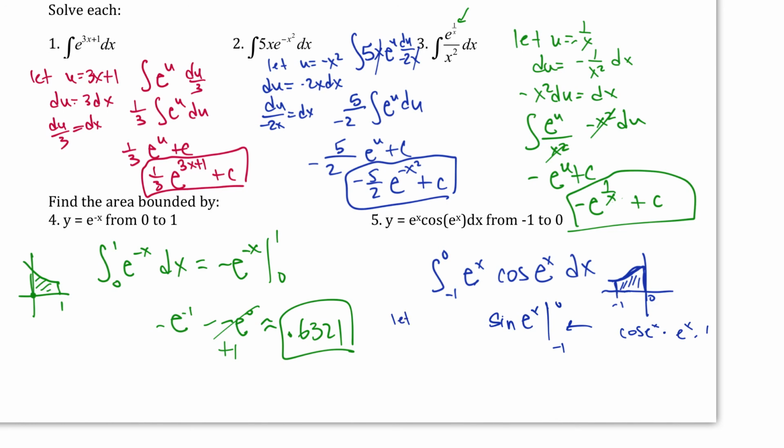Again, if you wanted to do this, just let u equal e to the x and work on it that way, and you can make your substitutions. But I think you'll end up with pretty much the same thing. You'll end up with cosine u, which pretty much is the same. Okay, so over here, plugging this in, I'll get sine e to the 0 minus sine e to the negative 1, and I'm just going to do this as a decimal. That comes out to be 0.482. All right, we'll leave it at that.